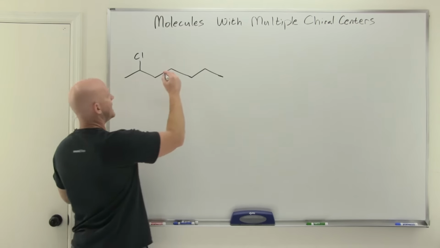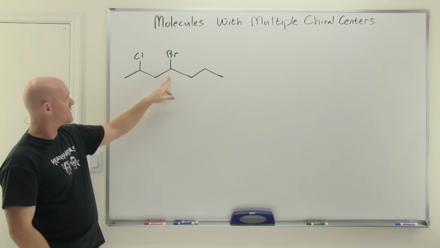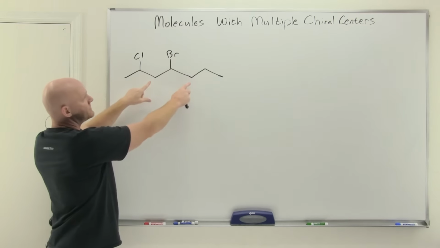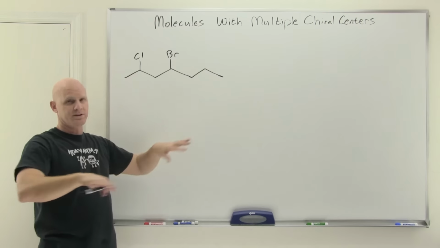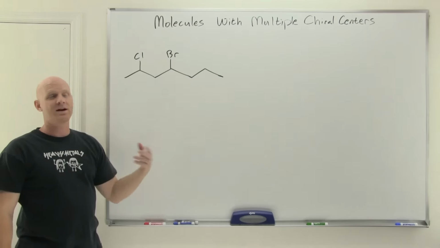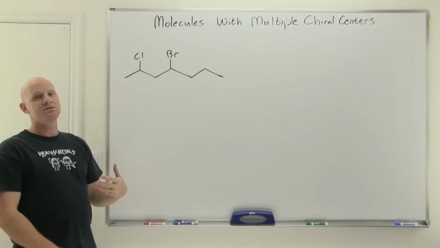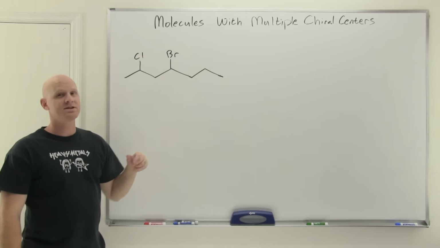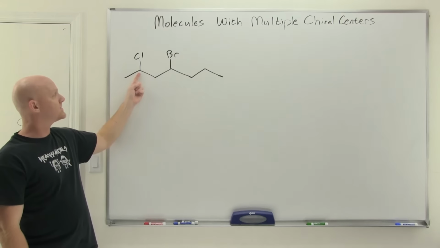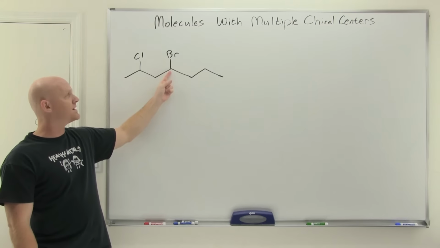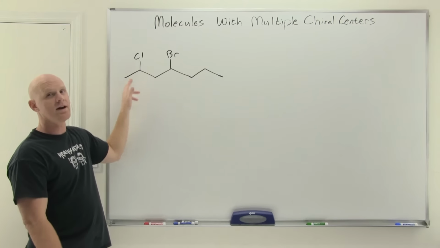But what if I add another chiral center? This carbon's bonded to 4 different groups, a bromine, a hydrogen, and then these 2 carbons are definitely not equivalent. The right-hand side of the molecule and the left-hand side that has a chlorine are totally different. So 4 different groups, another chiral center, and this chiral center can now exist in 2 different forms, R and S. And so all of a sudden, the total number of stereoisomers goes up to 4, because you have 2 different versions at each chiral center. Notice it could be RR, SS, RS, SR.